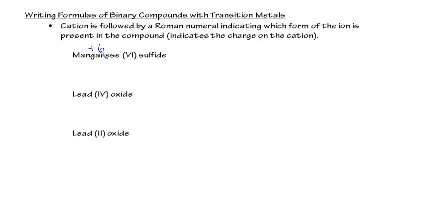Sulfur is always -2. So the manganese is interested in losing 6 electrons, but the sulfur only can take 2. So to make this neutral, we do some very complicated math. And we might just do that in our head. MnS3. There we go. Manganese 6 sulfide.